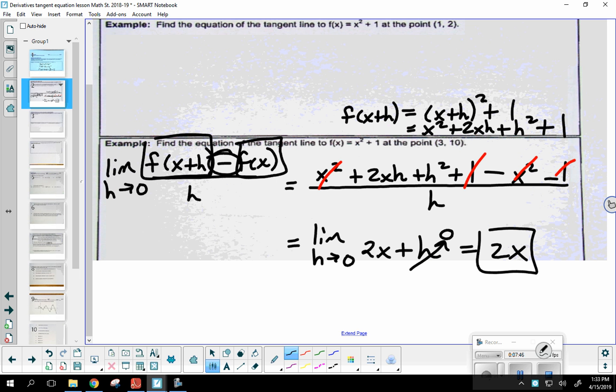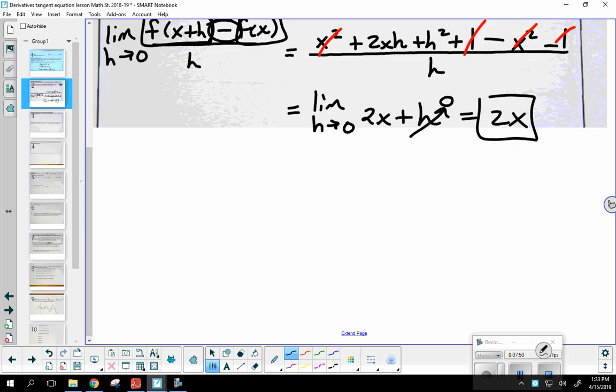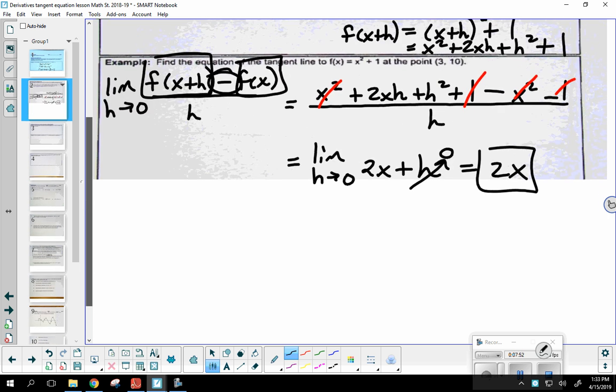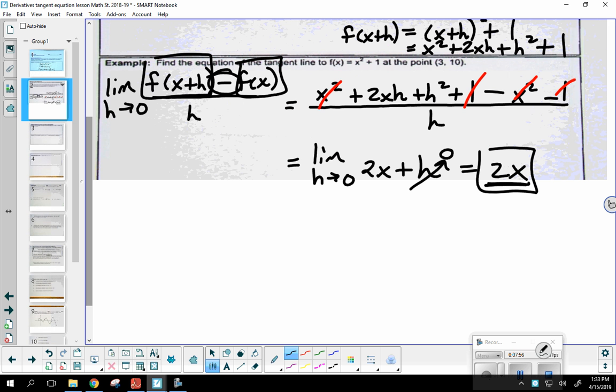So now, find the equation of the tangent line. There's two things I need. We have the point. But now I need to know what the slope is at that particular location. Remember, that's what the derivative is going to help me figure out. So what am I going to plug in to find the slope? 3. We want to plug in the x value at that coordinate. So 2 times 3 is going to give me 6. So I know we need a slope of 6. And we have a point (3, 10).